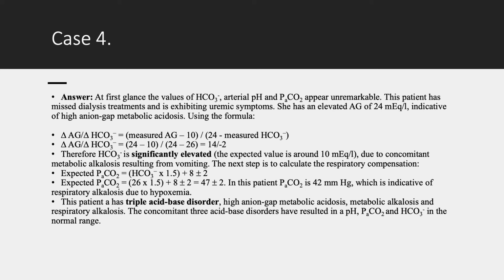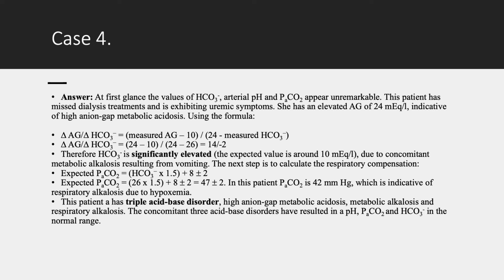Now let's calculate the respiratory compensation. We use the Winter's formula. The expected PaCO2 is the bicarbonate times 1.5 plus 8 plus minus 2. So here we get an expected PaCO2 of 47 plus minus 2. The patient's PaCO2 is 42. This indicates respiratory alkalosis due to hypoxemia. So the PaCO2 in actuality is lower than expected.